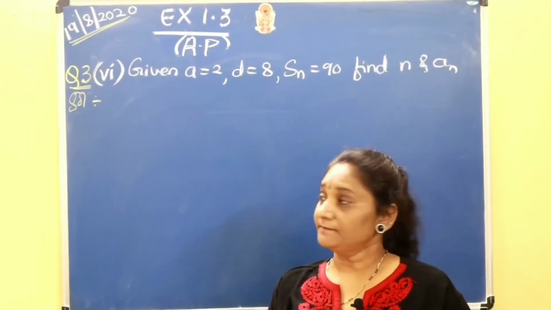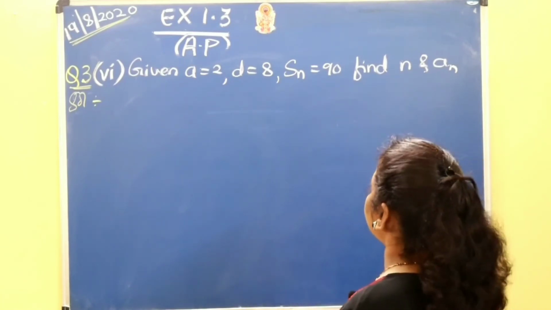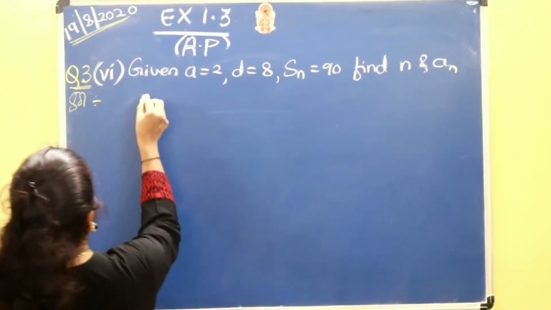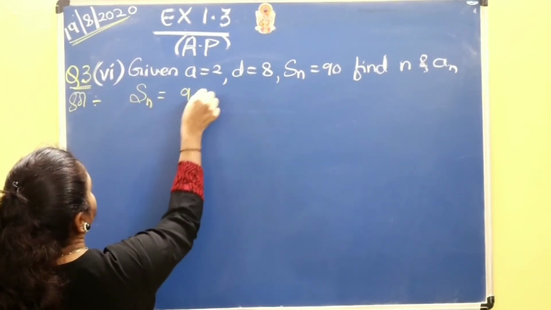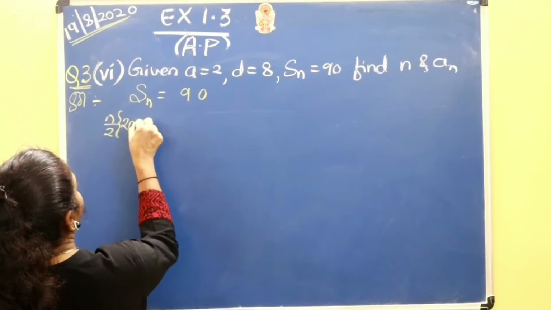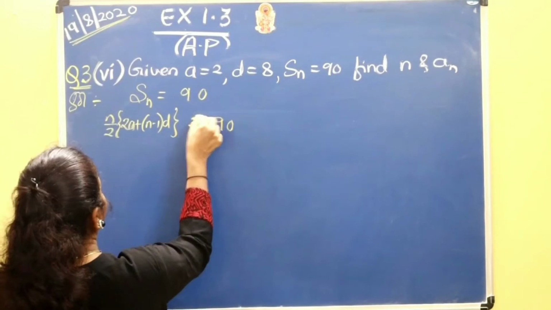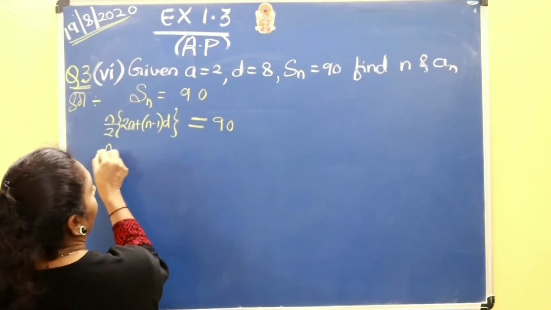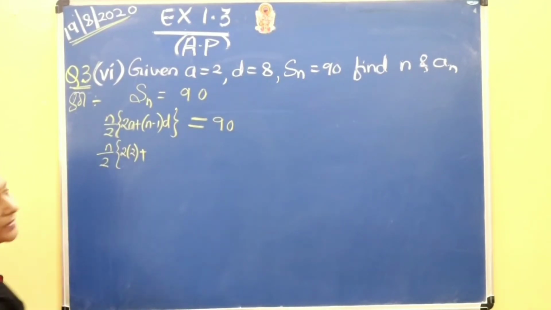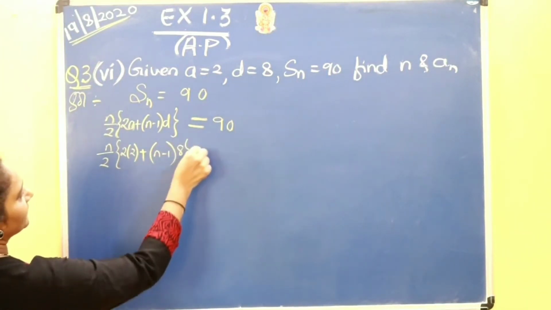Coming to the sixth question, given a is equal to 2, d is equal to 8, Sn is equal to 90, find n and an. So Sn is given, Sn equal to 90. So this will be n by 2, 2a plus n minus 1 into d equal to 90. So n by 2, 2 into 2 plus n minus 1, d is 8.